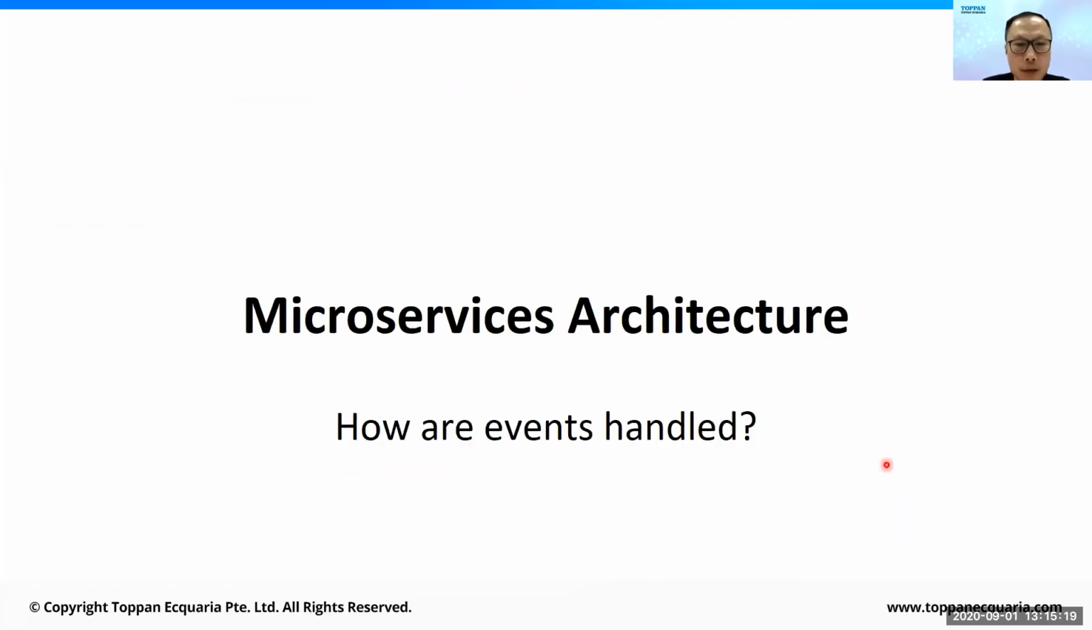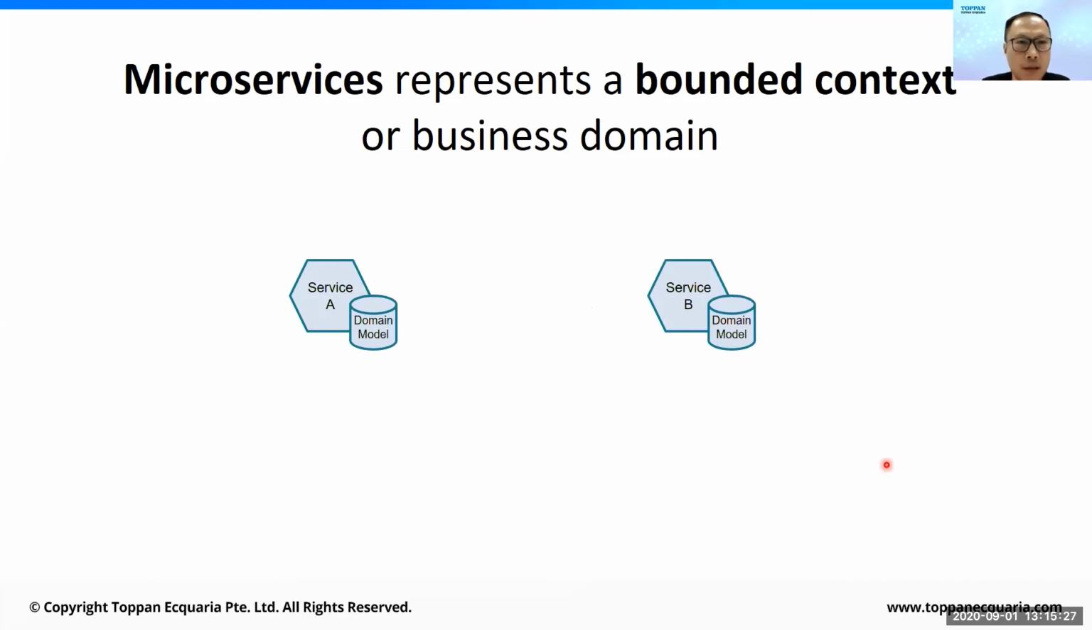So let's look at how these events are being handled in the microservices architecture. Where are these events and how are they being handled? So as we know, microservices actually represent a bounded context or business domain. You can think of it like your departments within an organization or maybe some user groups. So you have a system consisting of many microservices.